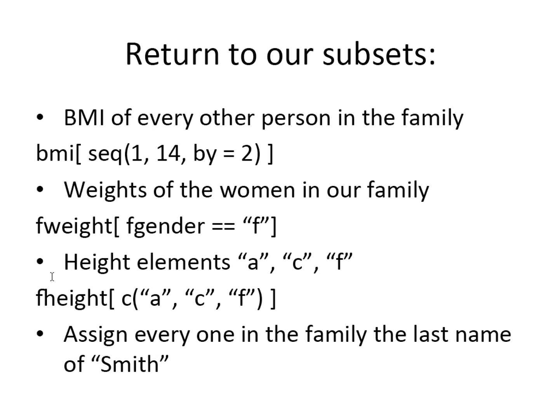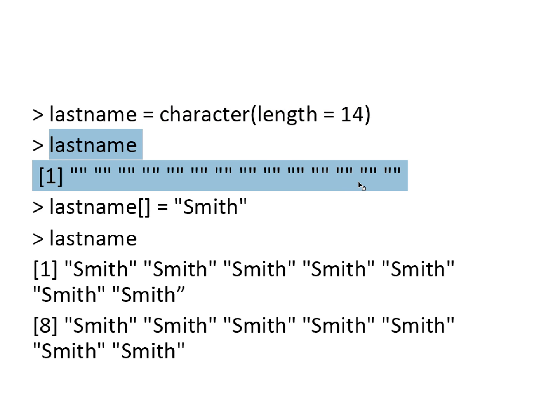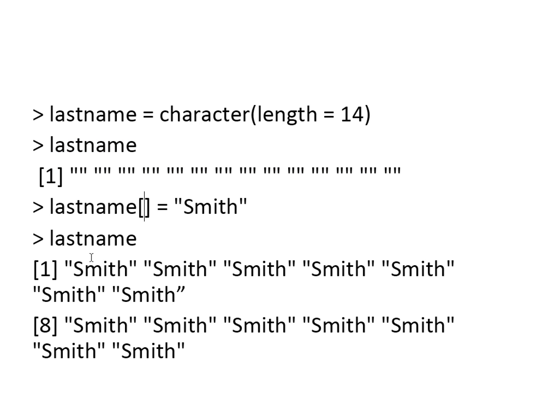Assign everyone in the family the last name of Smith. Okay, there's a couple ways maybe you could do this, probably even more than the ones that I'm going to do in class. So we could set up this vector last name by having a character of length 40. If we take a look at what it is, there's nothing in there, but there's 40 placeholders. And then we say, fill everything in last name with Smith. Then it goes ahead and does it. So that's one solution.